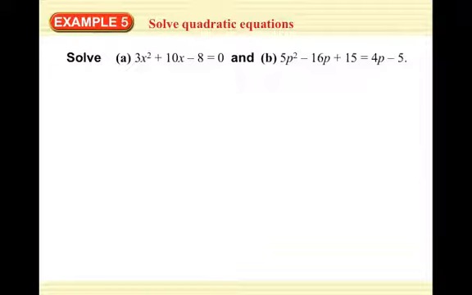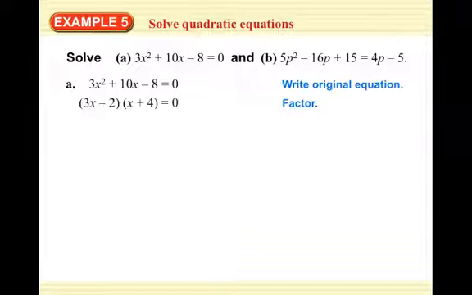Okay, so for part A, we write the original equation, and then we find A, B, and C. We use the AC method, and we factor, and we get 3x minus 2 times x plus 4. If you need to stop and actually work through the AC method, that's great. Absolute value of AC there is 24, and the two that work are going to be 2 and 12, since C is negative 8, we want to subtract to be 10. And so you would have 3x squared plus 12x minus 2x minus 8, and you would work from there, and that is going to give you 3x minus 2 times x plus 4 equals 0. If you want to pause and work that out, go ahead.